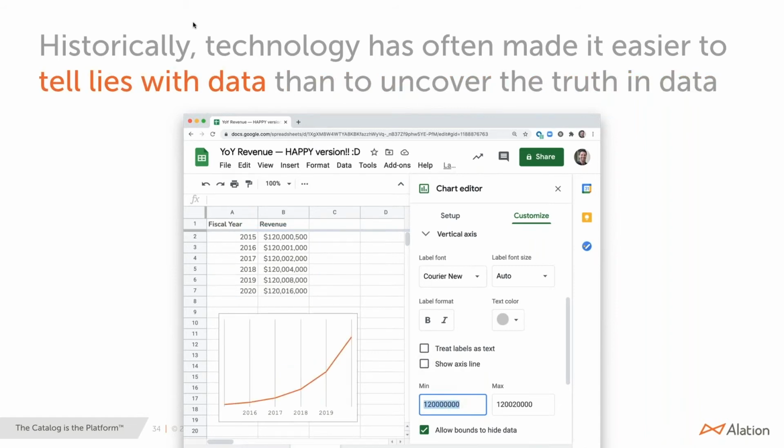But technology makes it so easy for me to set this arbitrary minimum that makes the growth look exponential, and there's no way you could tell. It doesn't even show the little indicator that we've skipped some values there. So this is technology making it easy to tell lies, which is not good technology.